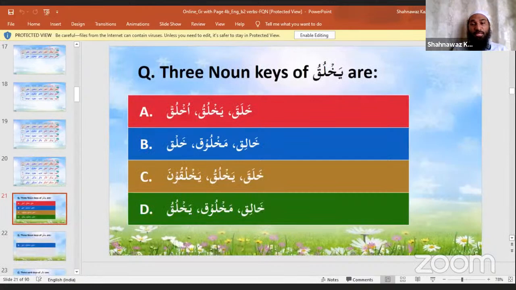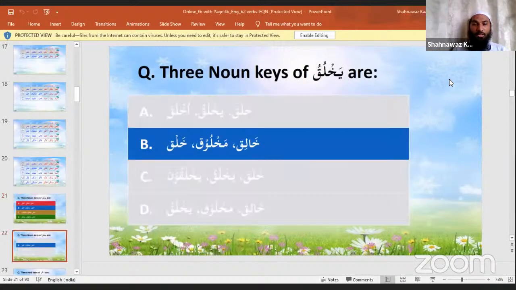The three nouns of yakhluqu are what? So it will be active participle, passive participle, and verbal noun. Right? So khalaqa is a verb, yakhluqu is a verb, ukhluq is also a verb. Khaliq, makhluq, and khalq. We want all nouns. So what is the answer? Okay, good. So it is B, and it is khaliq, makhluq, and khalq.